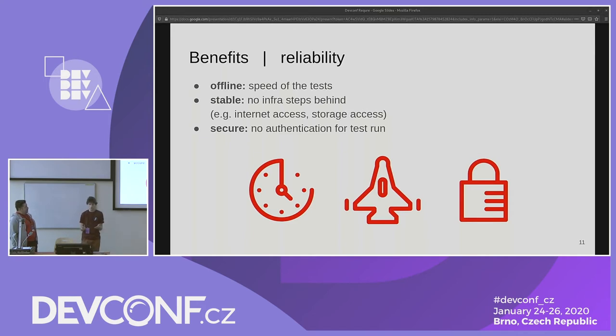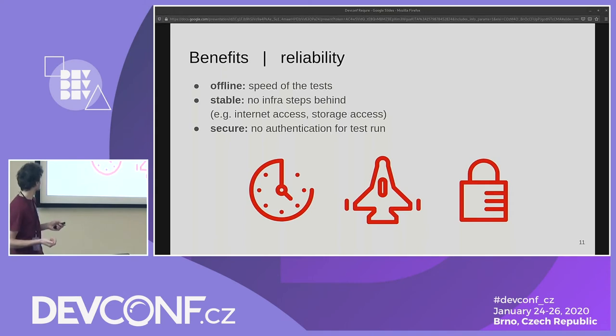And it's secure. You have no tokens in the CI, so they cannot be leaked. Have you ever tried to set up any CI with secure tokens? In some of them it's possible, but our perspective is that it's very, very tricky and very, very hard to get working. It's nice if you can avoid that.